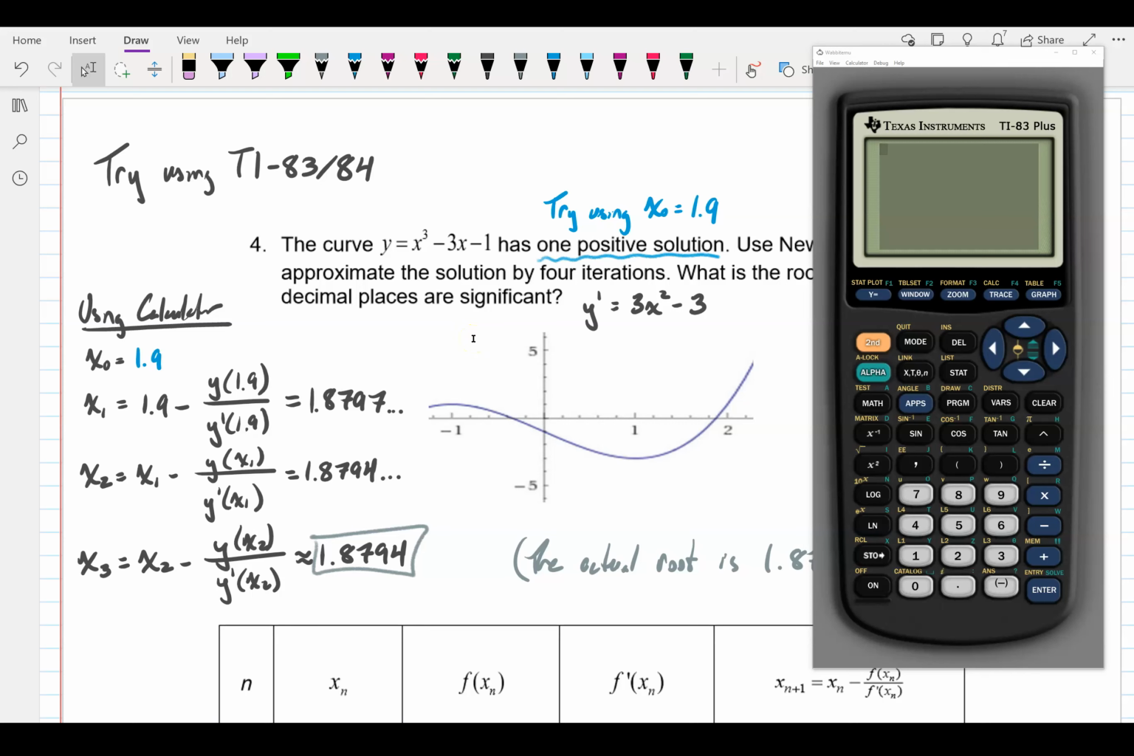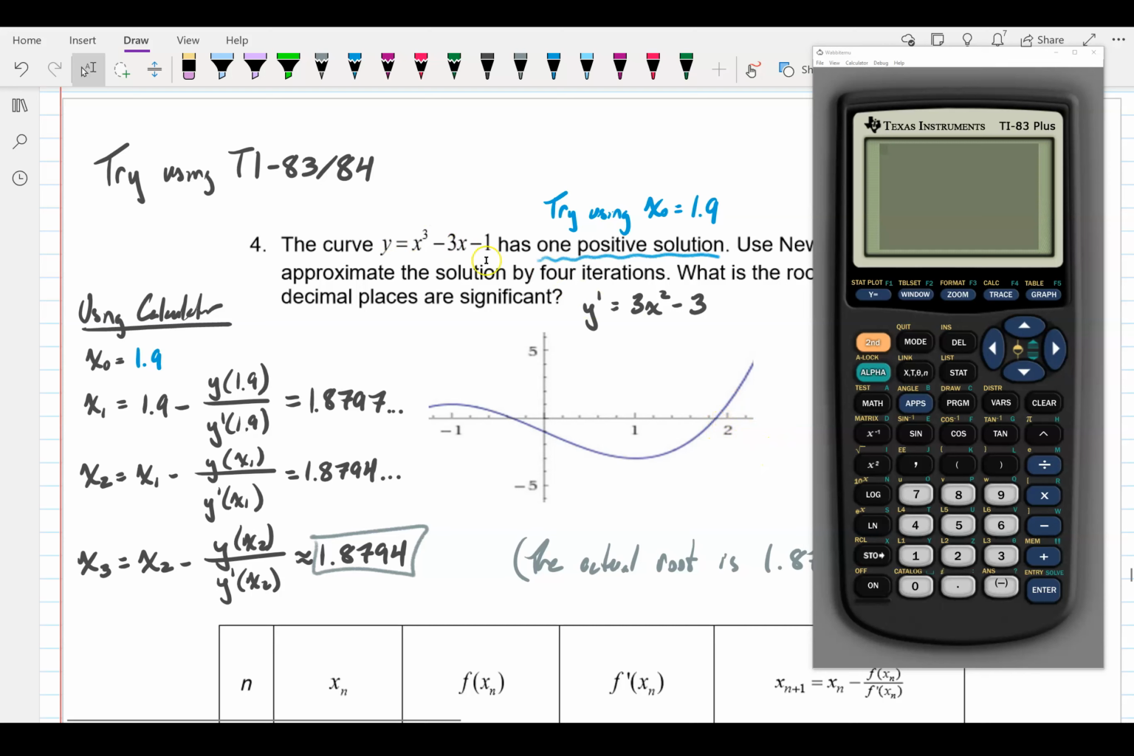Hello, I'm going to teach you how to do Newton's method on a calculator, and I'm going to use this equation or this question from page 25 in our notes to do it. So we're given a function, we're given that it has one positive solution, and we know that it's around here. That's about 1.9, so 1.2, 1.4, 1.6, 1.8, and then 1.9 is halfway between 1.9 and 2.